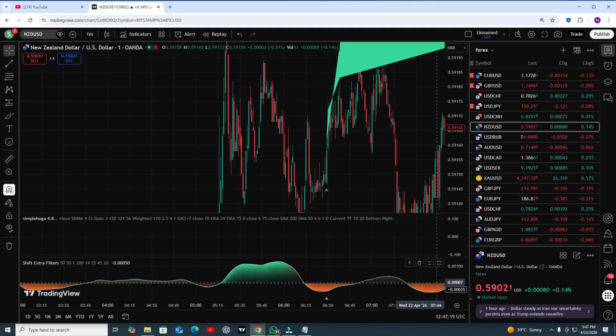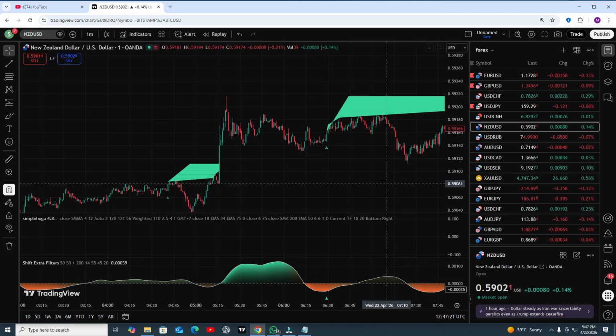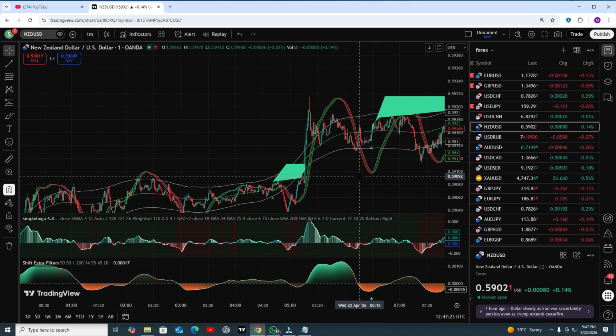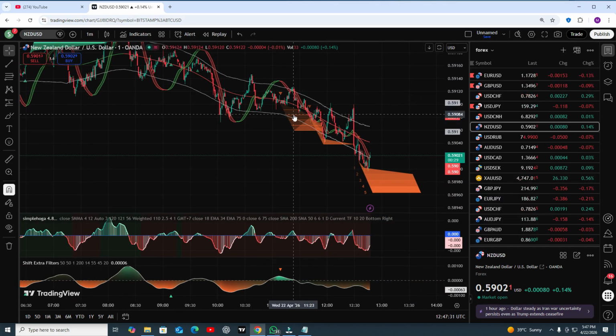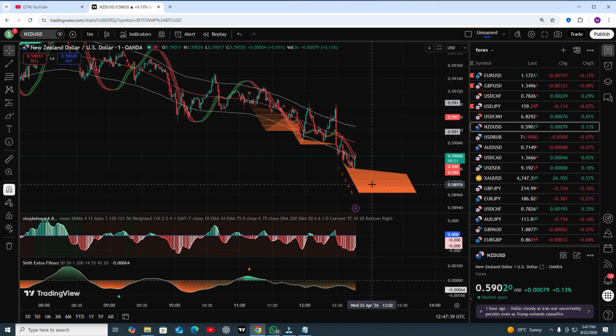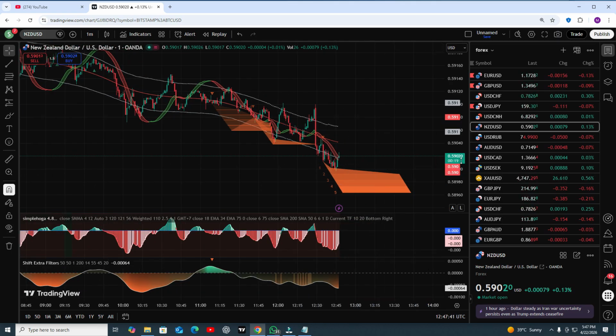NZD. Okay, this indicator is working awesome, man. This one is actually good. This is amazing. Now you can see the sell zone. You can see the market goes amazingly downside. Okay, that's amazing, and let's find out more entries.